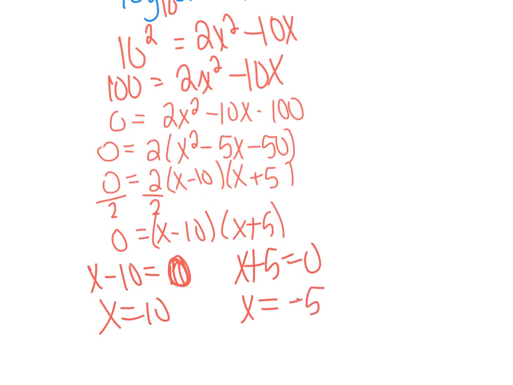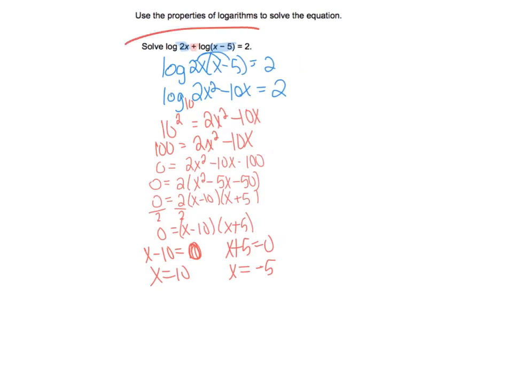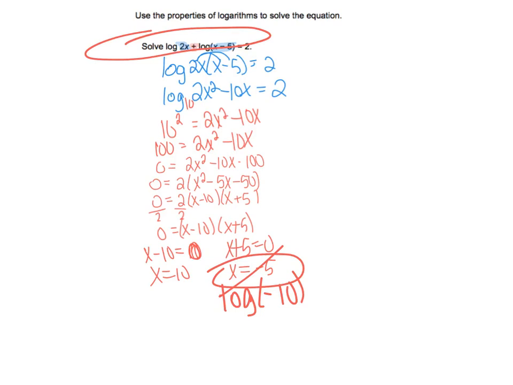And this is where it's important, where we go back to the original equation and remember that we cannot take the log of a negative number. So if we had that x was 10, if we go back all the way up to the top here, if we put 10 in for x, we'd have the log of 2 times 10. 2 times 10 is positive 20, plus the log of x minus 5. 10 minus 5 is 5. But notice when we put negative 5 in for x, we get the log of 2 times negative 5, which is the log of negative 10. And we can't take the log of a negative number, which means negative 5 is going to be extraneous, and positive 10 is our only solution.